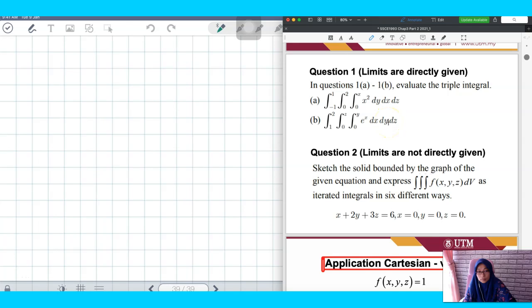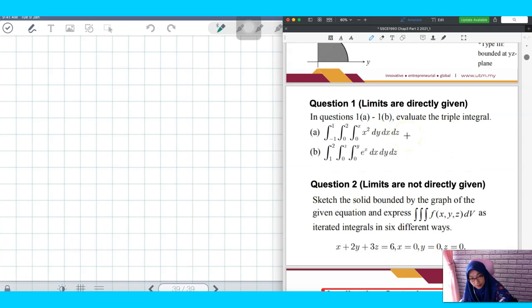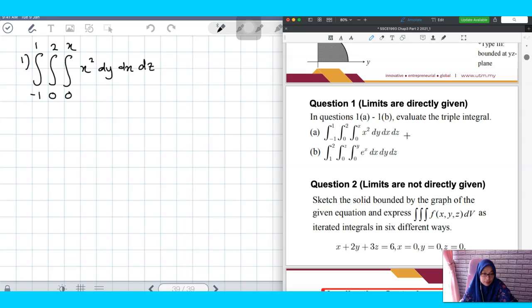Okay, so we look at another example, but this one is just evaluating the triple integral, where the first one we look at how we integrate x squared dy dx dz. Z is -1 to 1, x is 0 to 2, and y is 0 to x. Just for practice in evaluating the triple integral.